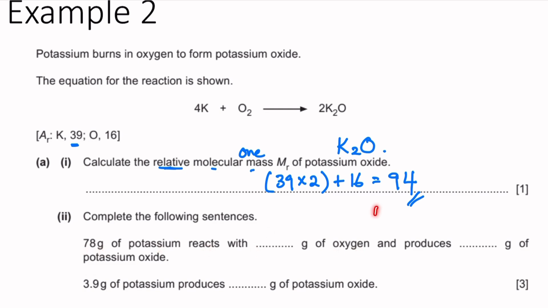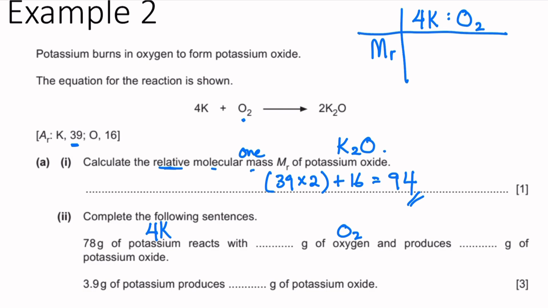So focus on this first. You have potassium, 4K, and oxygen, this is the oxygen, 2O2. So you make the ratio first, 4K to the ratio of O2. First thing, MR. What is the MR for 4 of potassium? If you read it, it will be 4 of potassium, so it means 4 times 39. 4 times 39, you get 156.